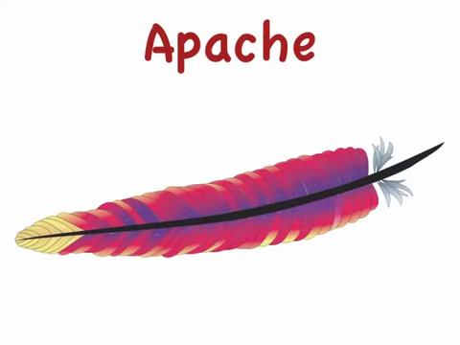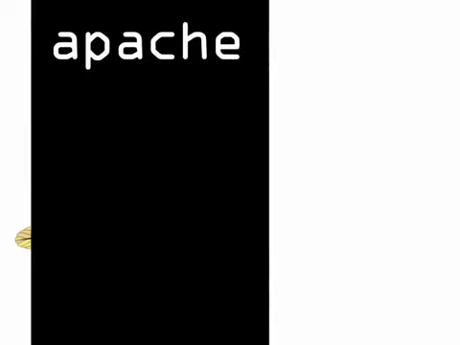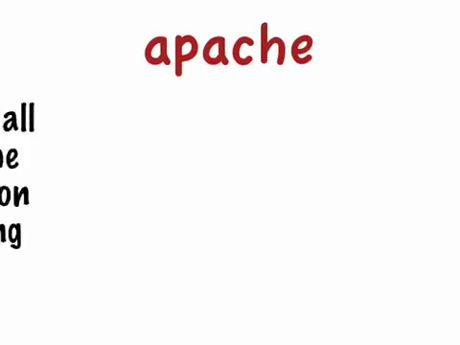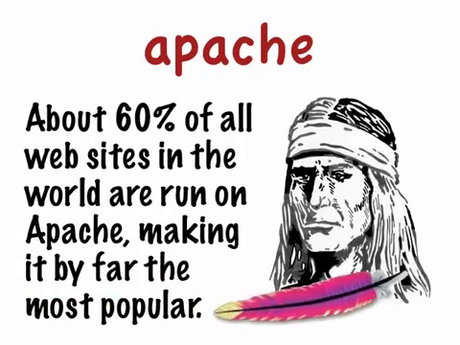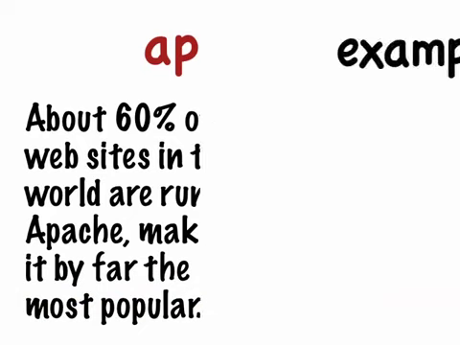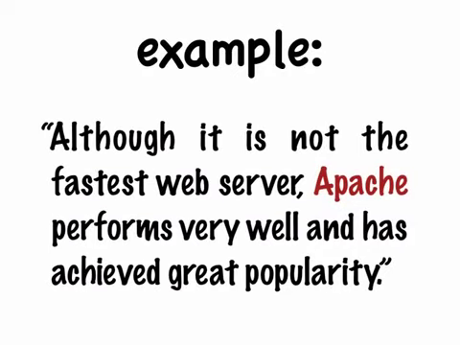Apache. Apache is free and open-source web server software. About 60% of all websites in the world are run on Apache, making it by far the most popular. Although it is not the fastest web server, Apache performs very well and has achieved great popularity.